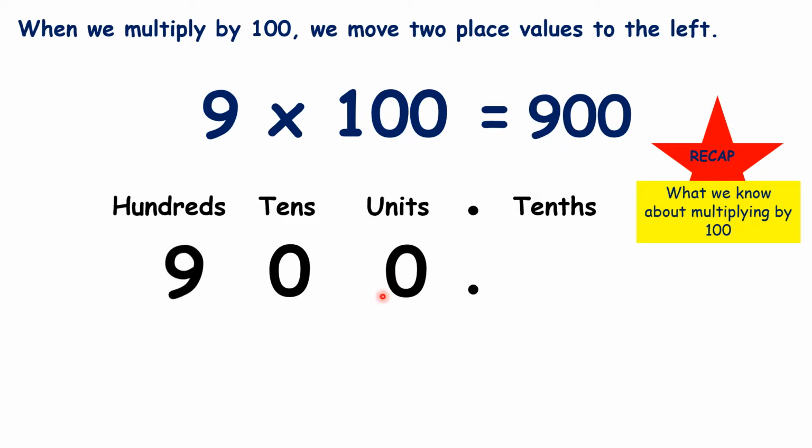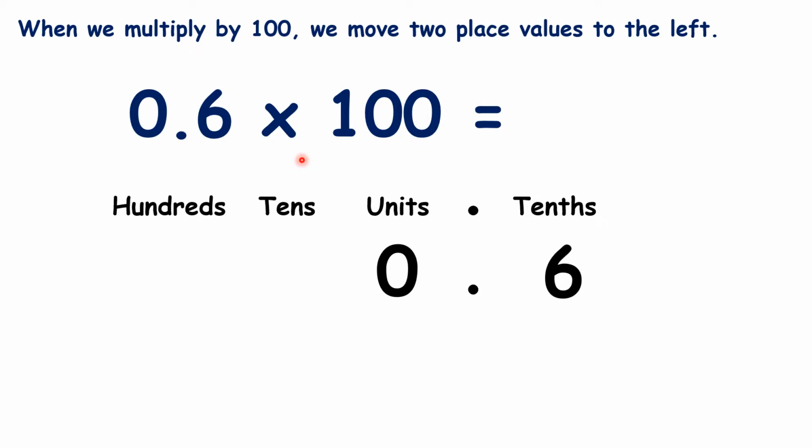And it's important to recognise what we're doing here. We're moving digits 2 place values to the left. We're not just writing 2 zeros at the end of the number. This is important because writing zeros at the end of a decimal number doesn't change the number. So if we have 0.6 times 100, we can't write 0.600 because that's the same number.